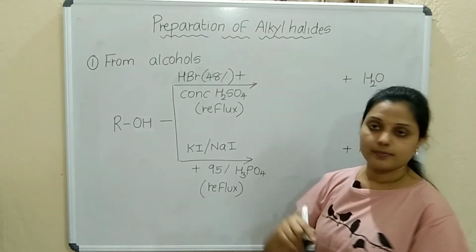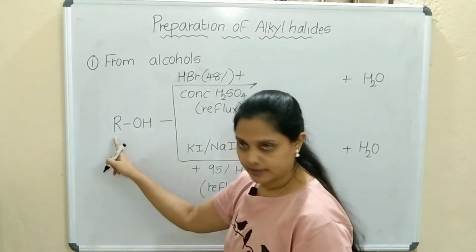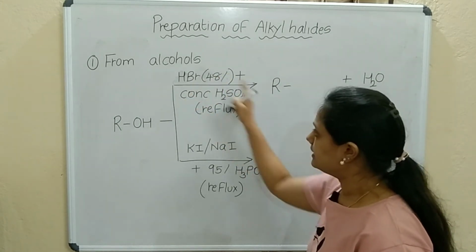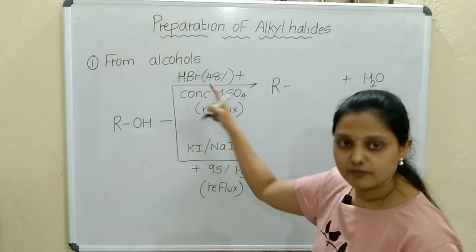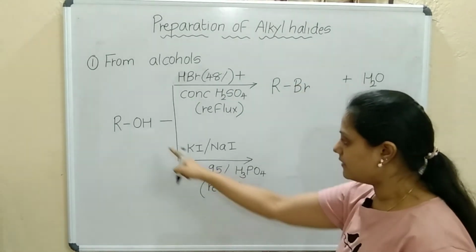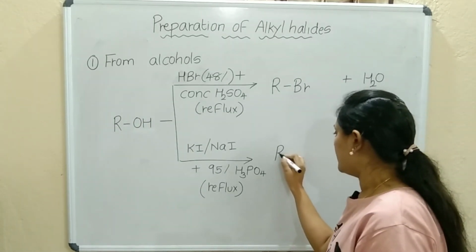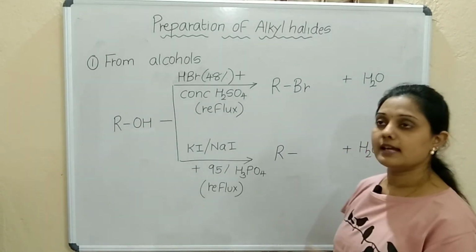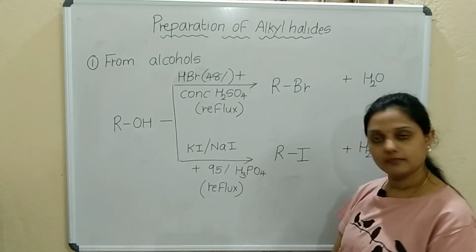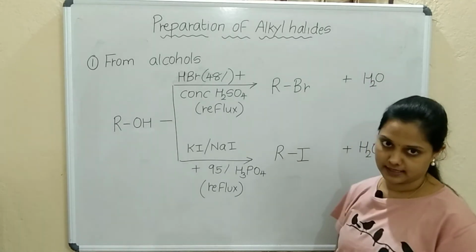Now what are we preparing here? Alkyl halides. What is the alkyl part? R. What is the halide present here? Br. Halogen present is Br. Same way here, alkyl halide we are preparing. Alkyl is R. What is the halogen present? I. Iodine. Correct.